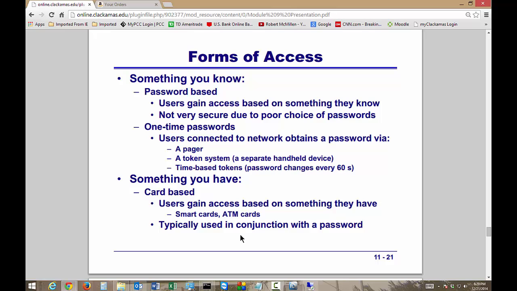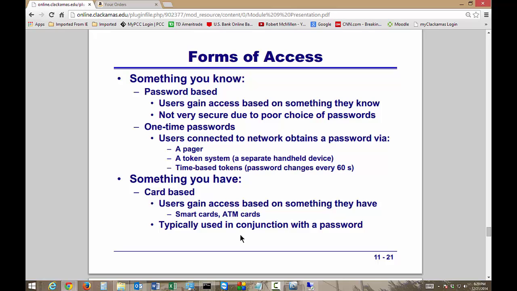So, forms of access: something you know. This would be two-factor authentication, something you know and something that you have. Something you know would be a password. Users gain access based on something they know, not very secure due to poor choice of passwords. Of course, you can change that in group policy in Windows. One-time passwords: users connected to a network obtain a password via a pager or a token system. This is far more secure because those token systems rotate every 60 seconds or so, and they sync up to the token system on your server.